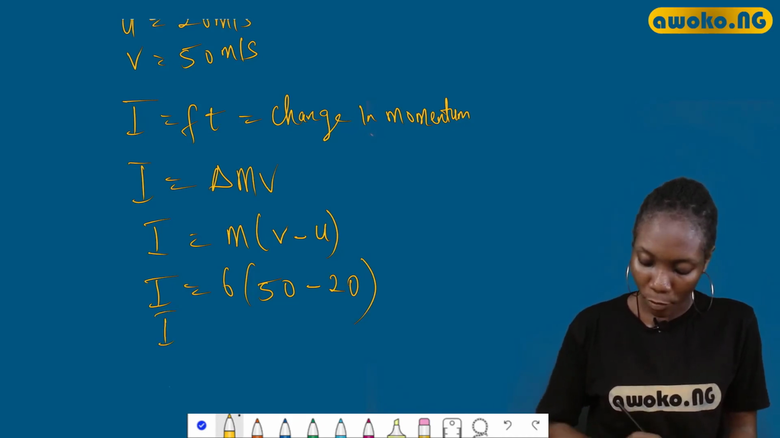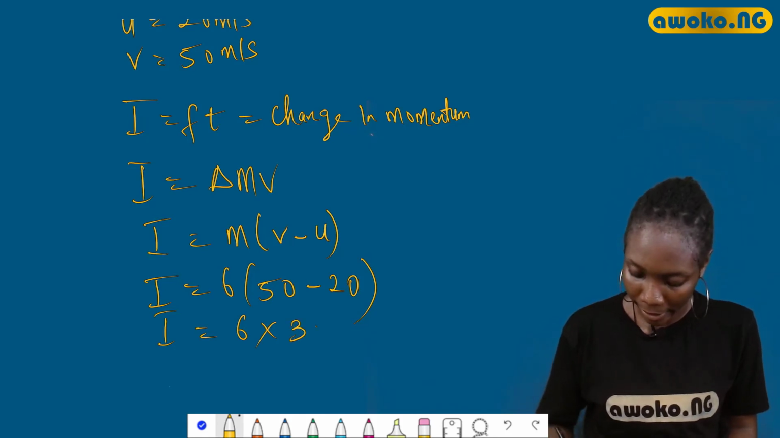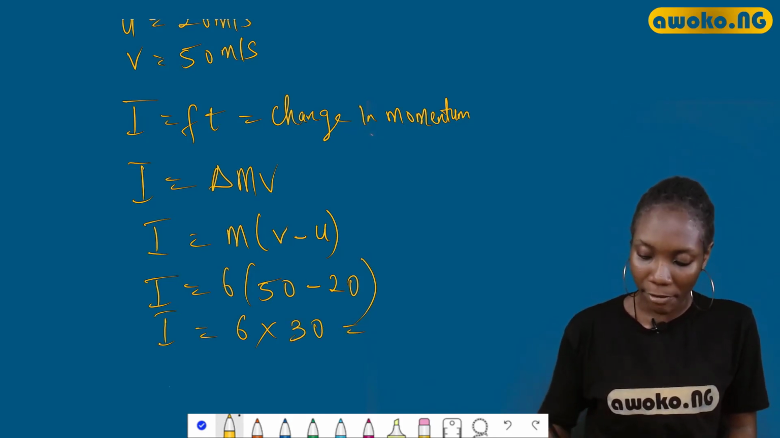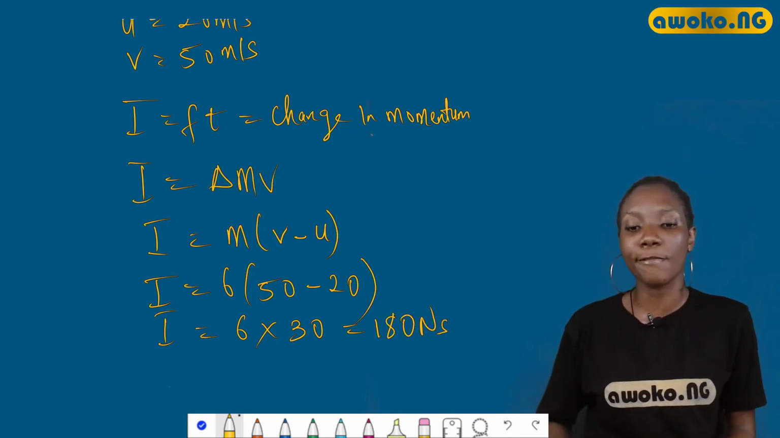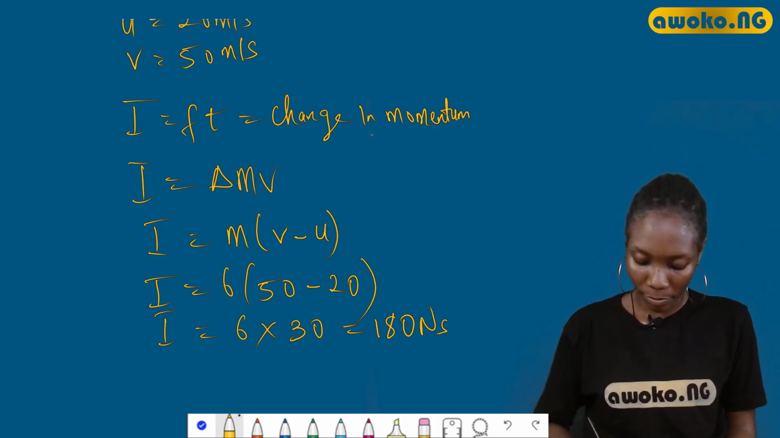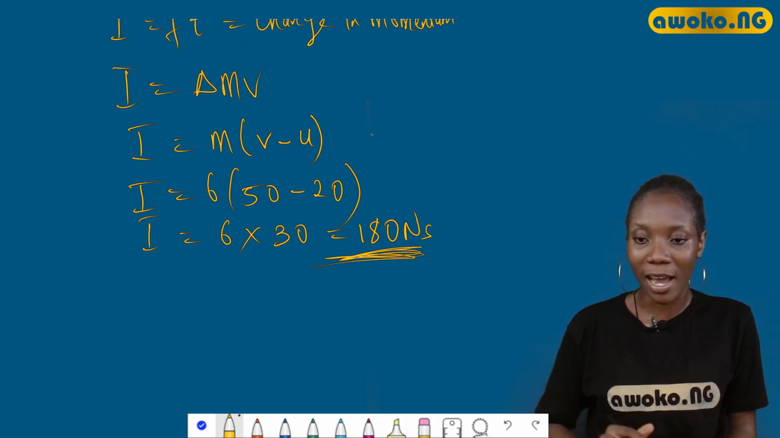Okay, so if you solve this, this is 6 times 30, right? And the final answer is 180 Newton seconds, which is the unit for impulse. So we've been able to get this answer easily.